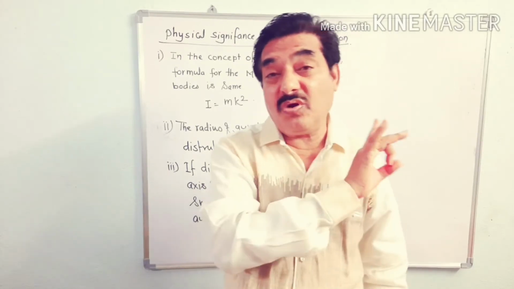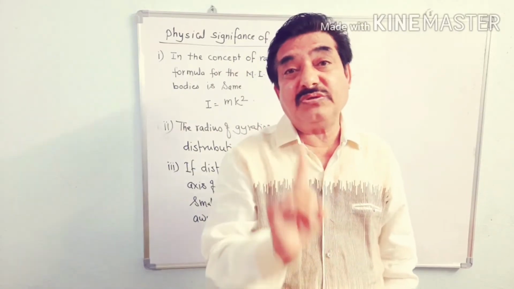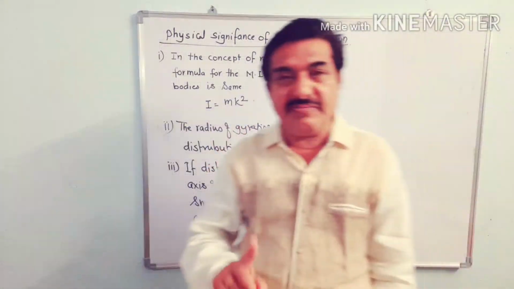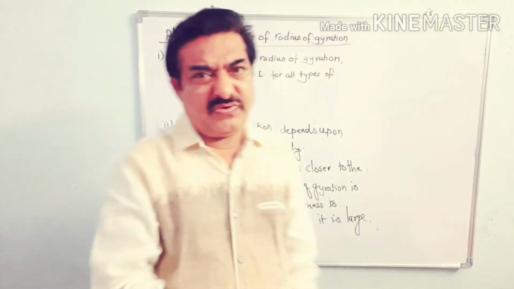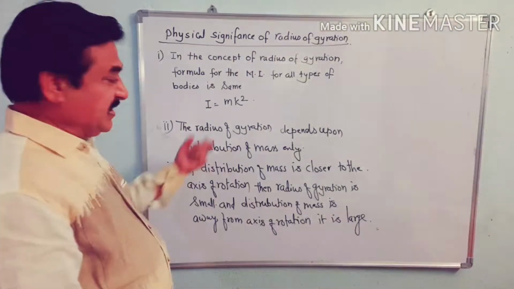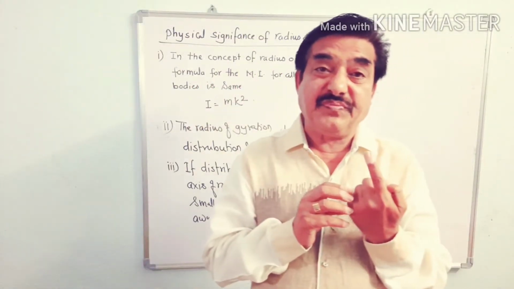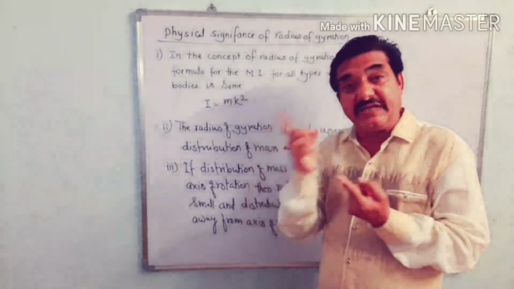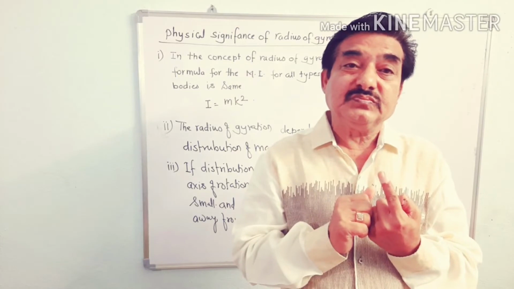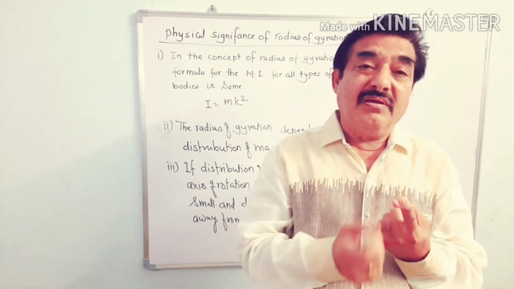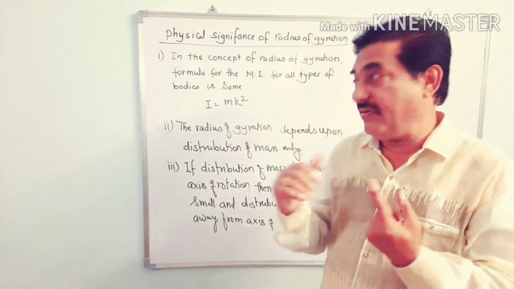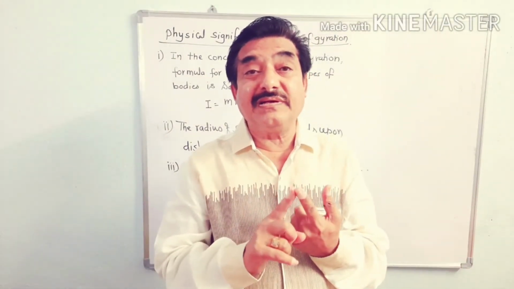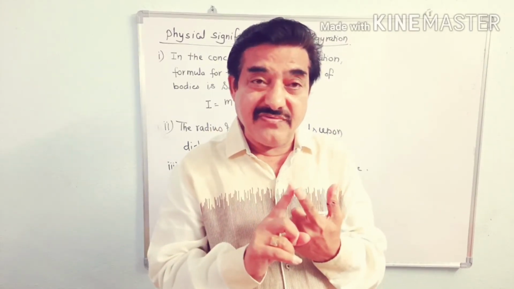It means radius of gyration does not depend upon mass. It only depends upon the distribution of mass. As long as the distribution of mass is the same, radius of gyration will be the same. So this is the strongest point of the concept of radius of gyration. And if the distribution of mass is closer to the axis of rotation, then its radius of gyration will be small, and moment of inertia will be small. If the distribution of mass is away from the axis of rotation, then its radius of gyration will be large, and as its radius of gyration is large, its moment of inertia will be large.